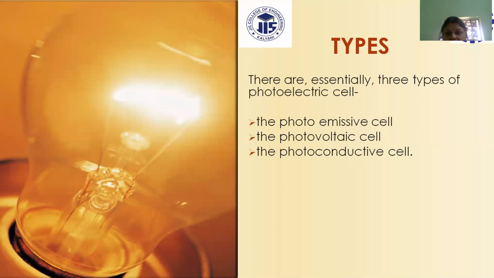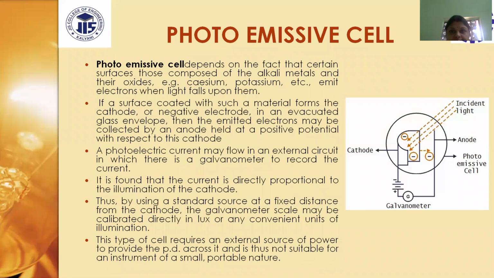Next, types of photoelectric cell. First one is photoemissive cell, second one is photovoltaic cell, and third one is the photoconductive cell. First, photoemissive cell. Photoemissive cell depends on the fact that certain surfaces, those composed of the alkali metals and their oxides, that is cesium, potassium, etc., emit electrons when light falls upon them.